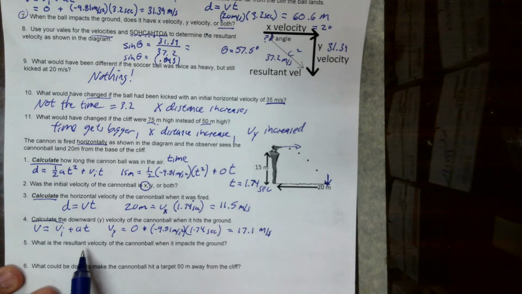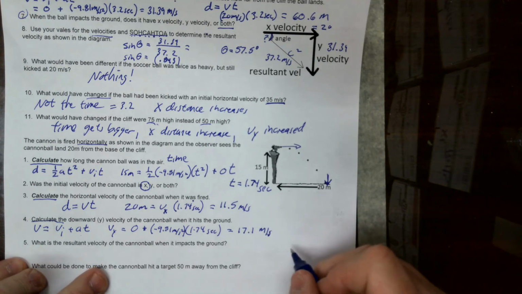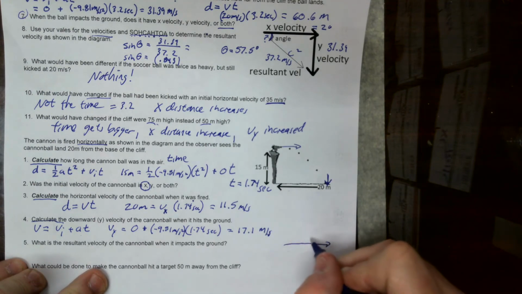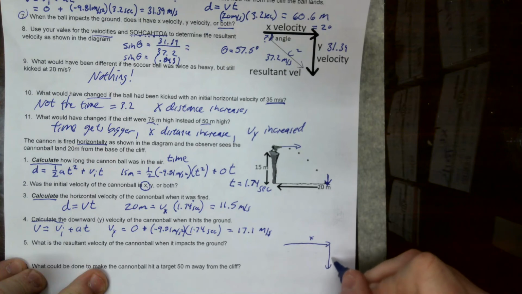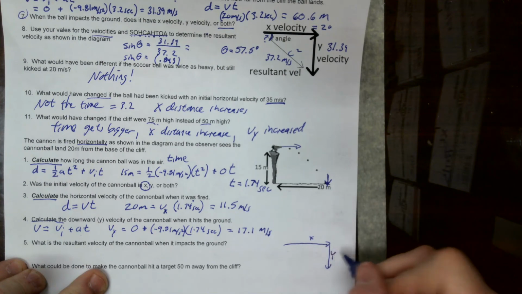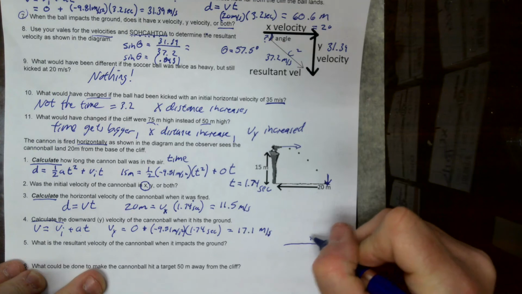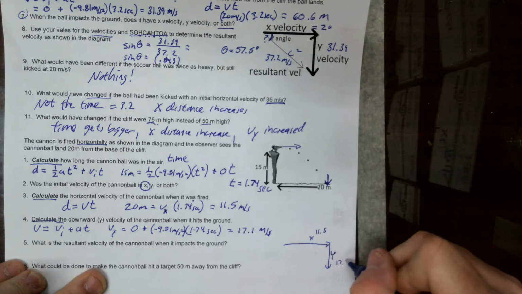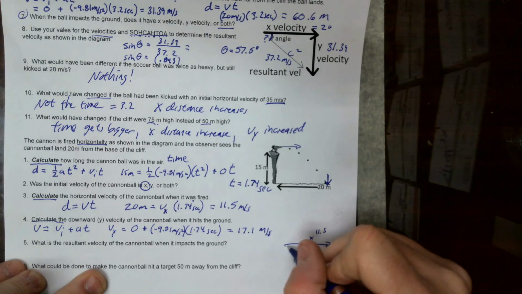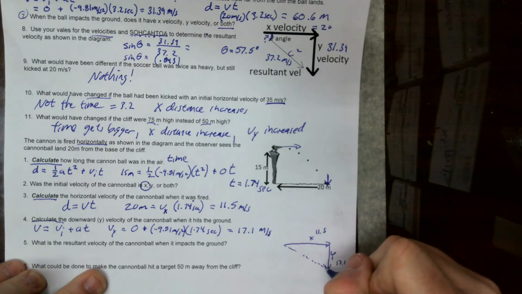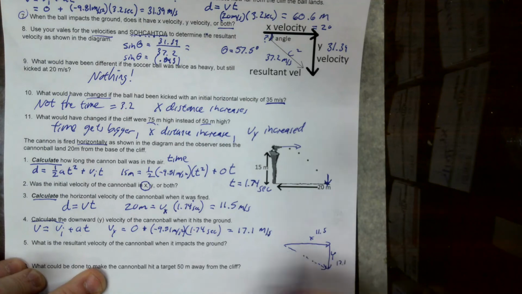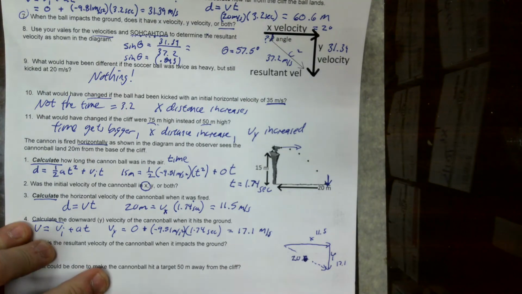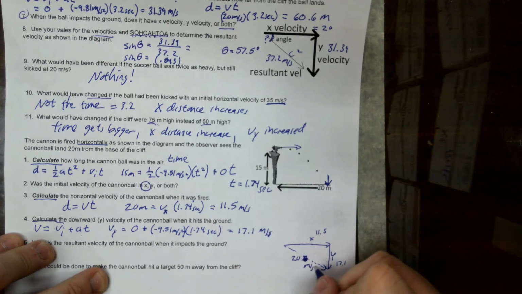Now, the resultant, remember, that's the combination of the two. That's my x velocity, and that's my y velocity. Well, my x I had figured out was 11.5, and I know my y is 17.1. So my resultant looks something like this. I do a squared plus b squared equals c squared. The magnitude, or the number part of my resultant velocity, is 20.6 meters per second.